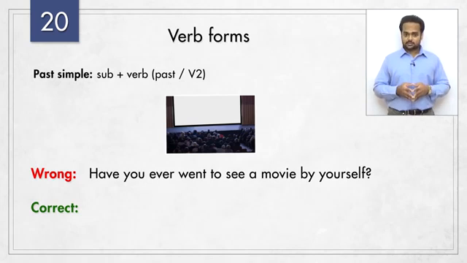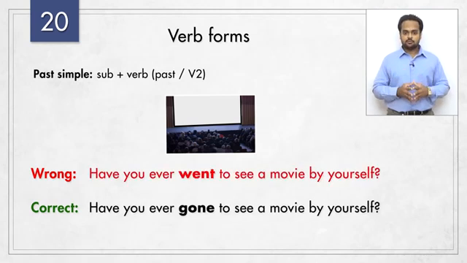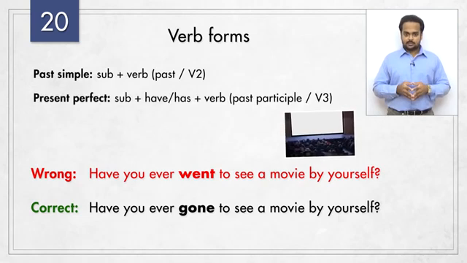Next sentence, have you ever went to see a movie by yourself? The tense is correct, but again the verb form is wrong. Have you ever gone to see a movie by yourself is correct. In the present perfect tense, the past participle or third form, V3, should be used.